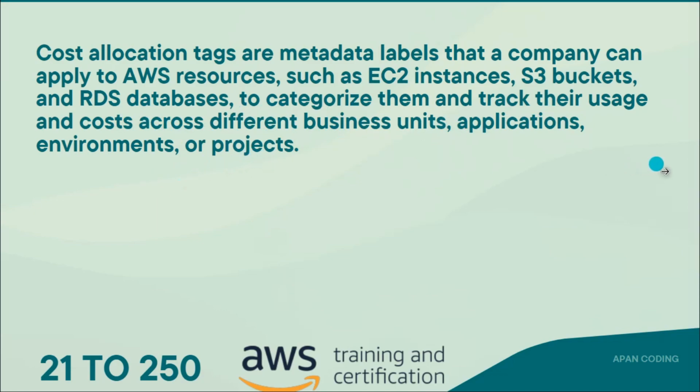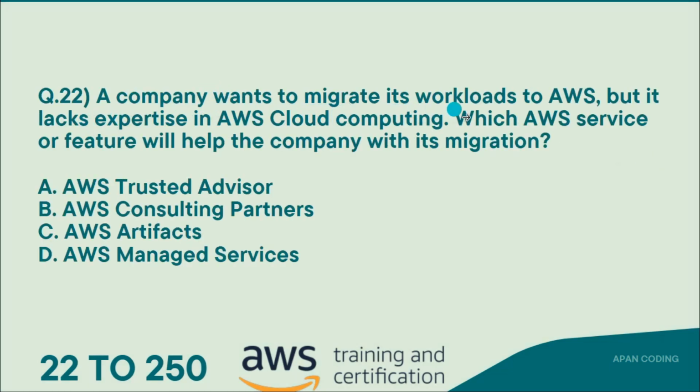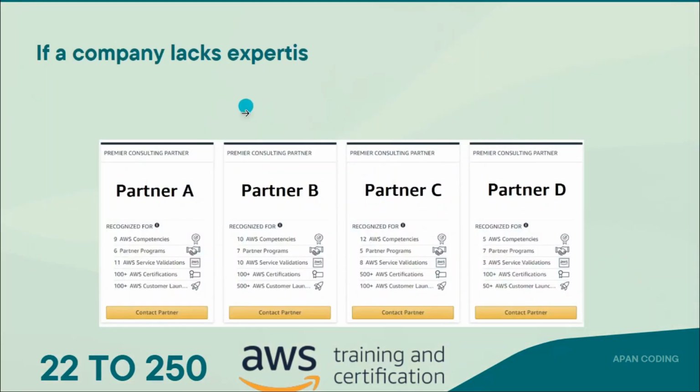Now moving to the next, question number 22. A company wants to migrate its workload to AWS, but it lacks expertise in AWS Cloud computing. Which AWS service or feature will help the company with its migration? Because this company wants to offload the workload, who will help? AWS consulting partners. I will show you which types of plans in the next slide.